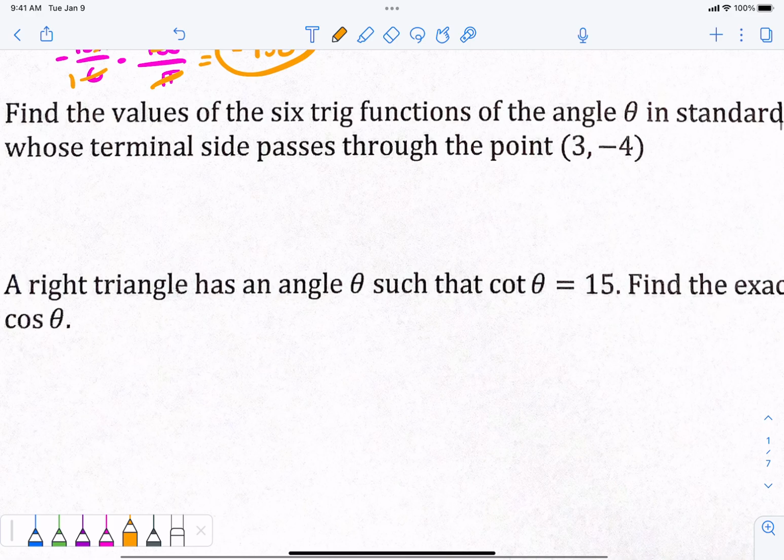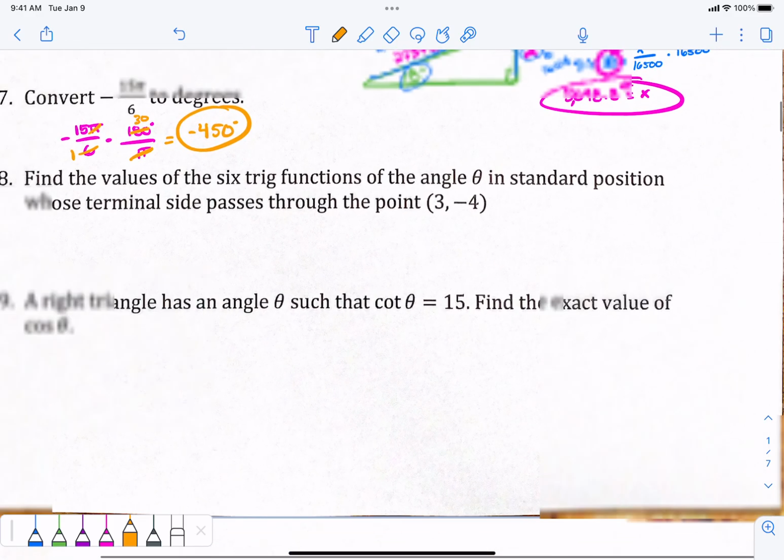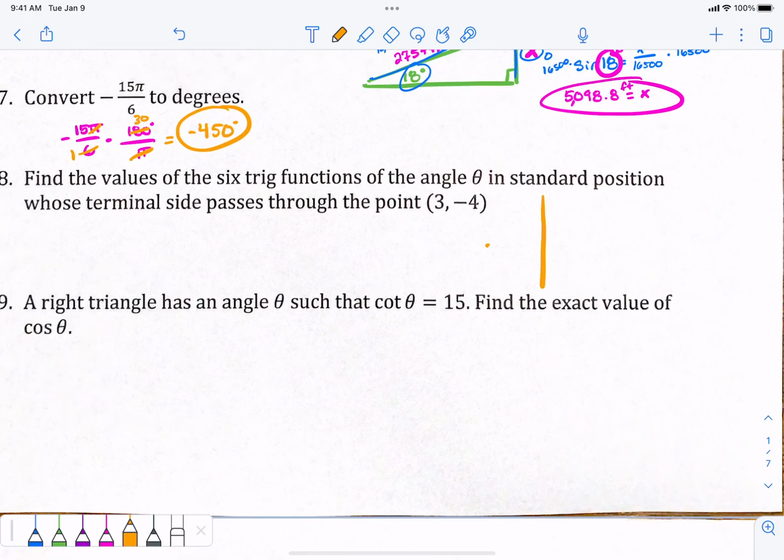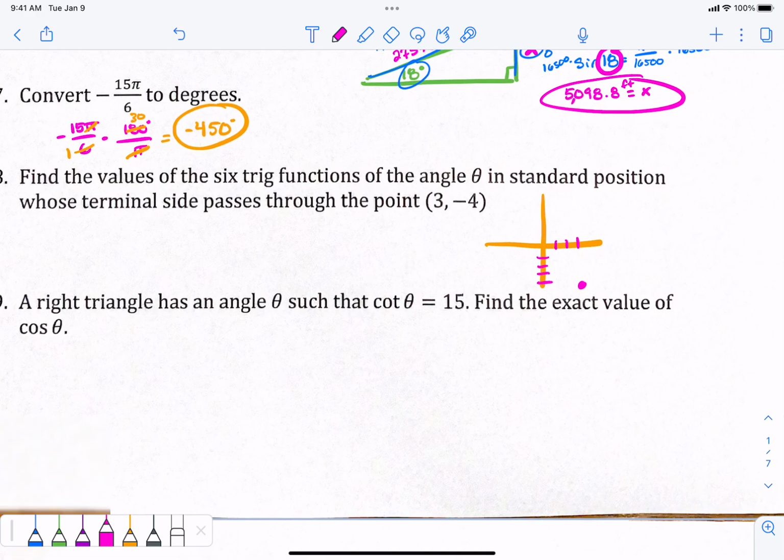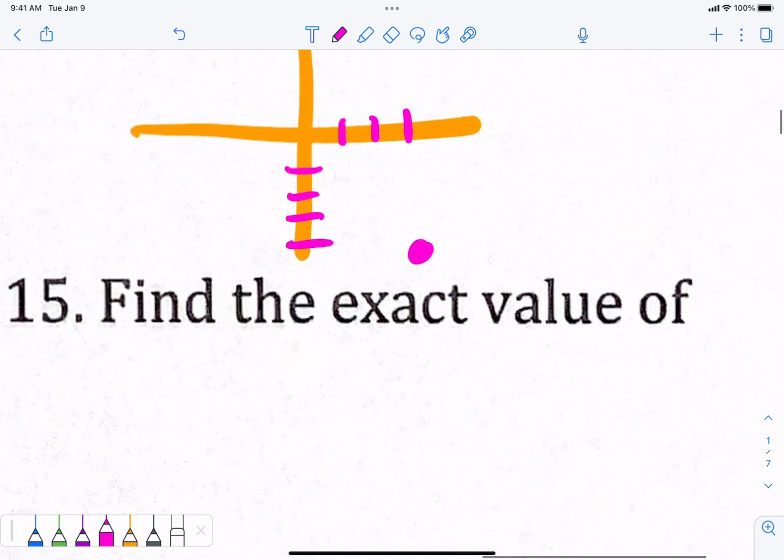Two left. Find the values of the 6 trig functions. My terminal side is at 3, negative 4. What quadrant are we in? Draw a picture. We're in the 4th quadrant. 3, negative 4? You're right.